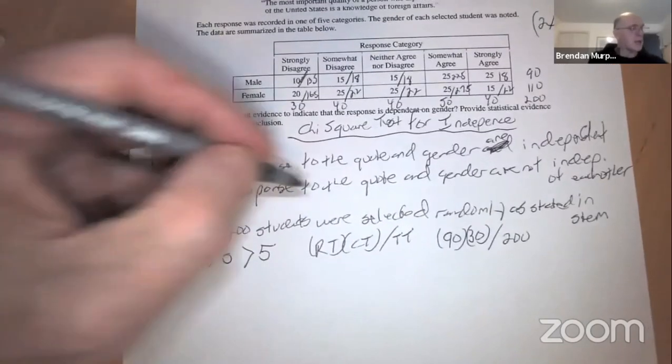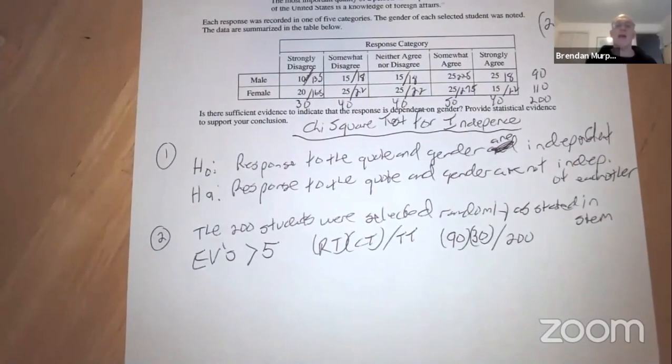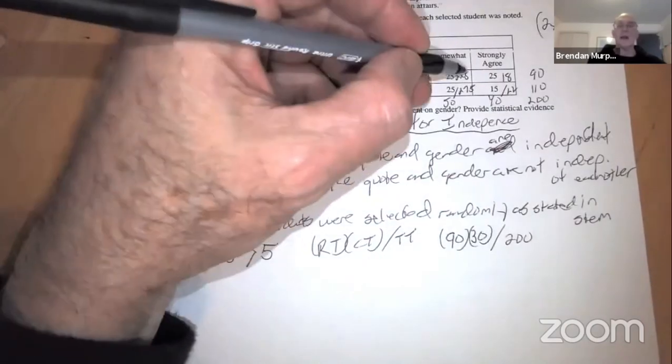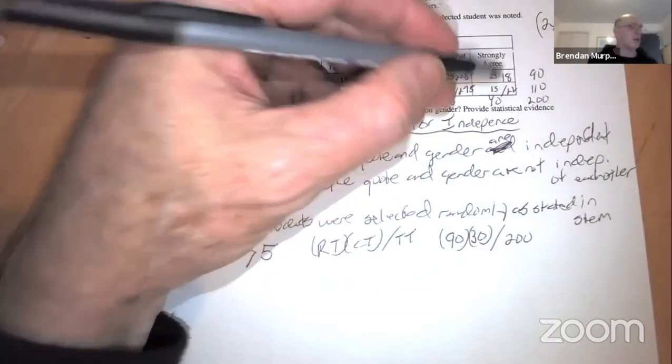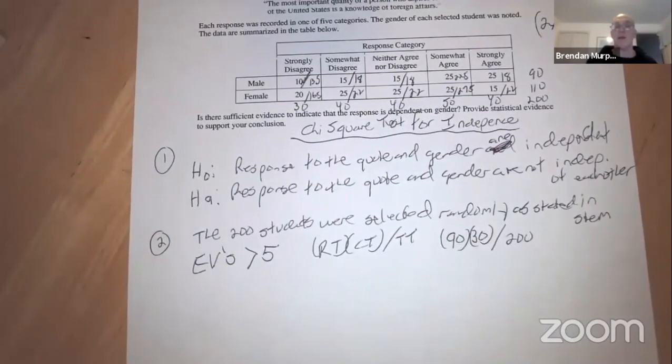Students can't just say, down here, all expected values greater than 5. You can't do that. We need to see some of these numbers. We actually want you to go to your calculator and get all those numbers, but you can't just say they're all greater than. We need to see some of the math somewhere.